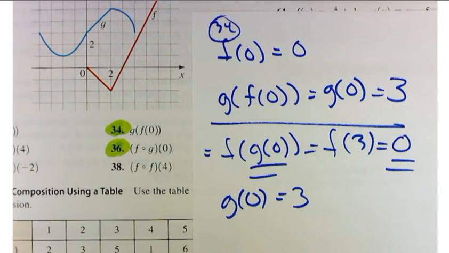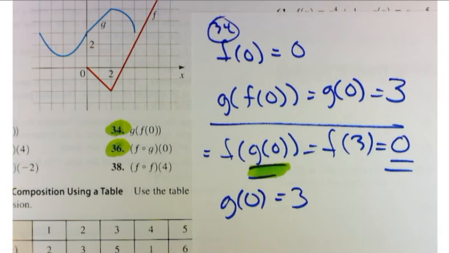All right, sure. Appreciate the question. Let's start with g of 0. That's the inside part of this. So you're going to look at the graph for g at x equals 0.